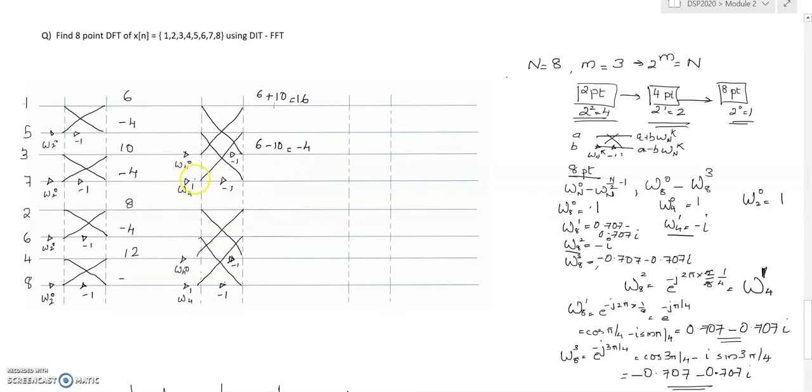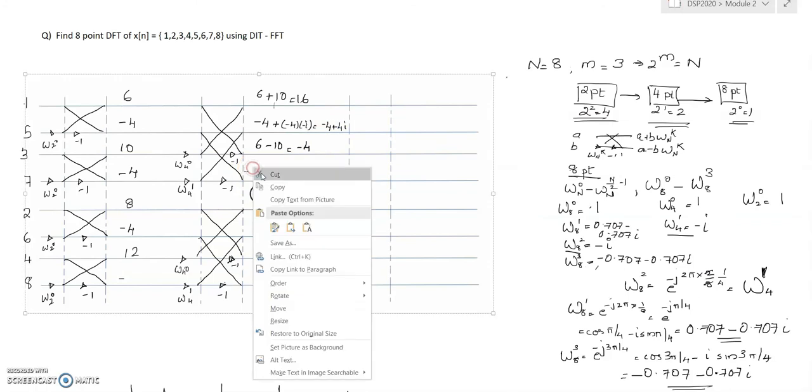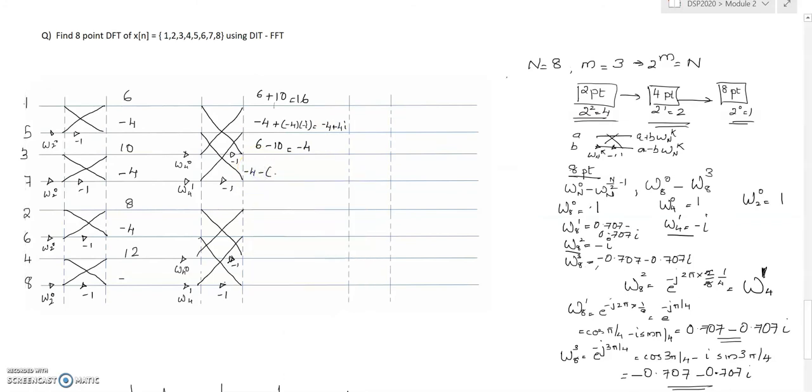Since it's the upper arms being connected, W41 is equal to minus i. So it will be minus 4 plus minus 4 minus i, which will result in minus 4 plus 4i. And this would result in minus 4 minus of minus 4 minus i, so it will be minus 4 minus 4i.